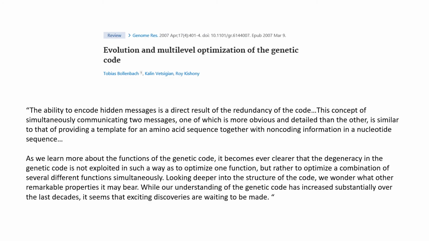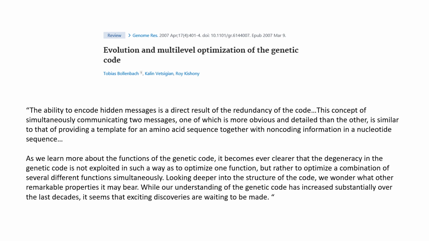And this bottom line message really we can find in a nice article from Genome Research way back now in 2007 that again is talking about evolution and multi-level optimization of the genetic code. And again, let me use the words of the authors to bring the message home. The ability to encode hidden messages is a direct result of the redundancy of the code. This concept of simultaneously communicating two messages, one of which is more obvious and detailed than the other, is similar to that of providing a template for an amino acid sequence together with non-coding information in a nucleotide sequence. And we've seen now, sorry I'm going to interrupt the reading here, we've seen that DNA is not simultaneously communicating two messages, it's simultaneously communicating numerous messages.